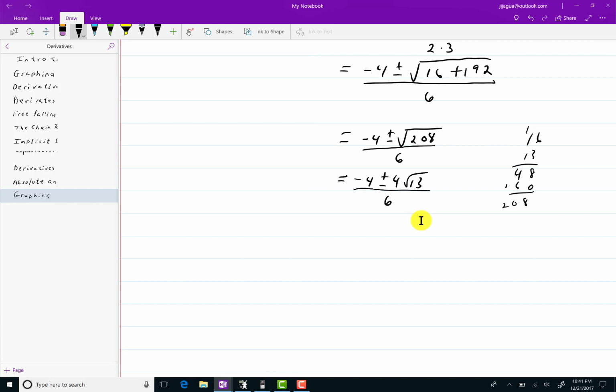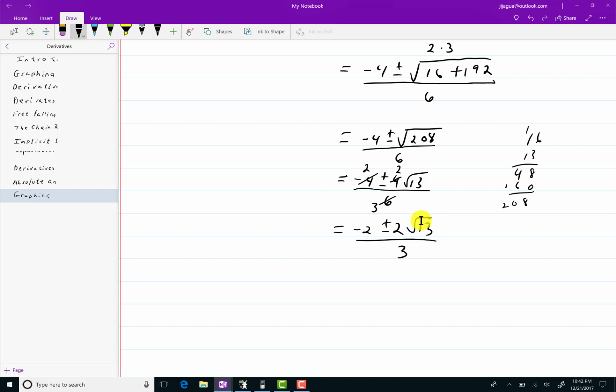Now remember, when you do cancel here, it's not good enough to just cancel here and here. You need also to cancel into there. So my two solutions then are negative 2 plus and minus 2 radical 13 over 3. So anyways, these are my critical numbers.